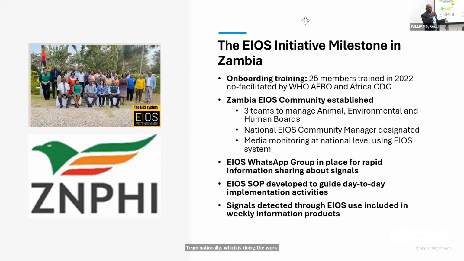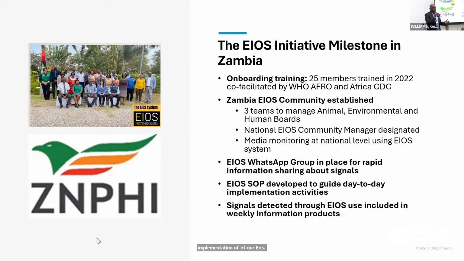To aid with the information sharing across the community, we have an ad hoc WhatsApp group, which is helping us to share real-time information across the members. And what is key, again, with support from WHO AFRO, we adopted a template which they use to develop the SOP for implementing epidemic intelligence from open sources. And that is the tool that guides the day-to-day implementation of our EIOS.